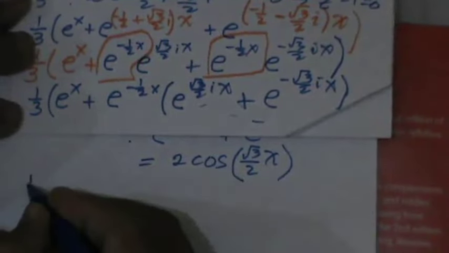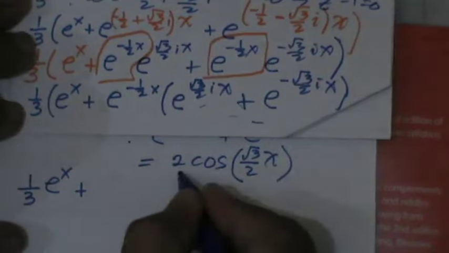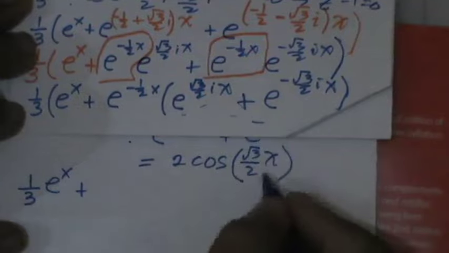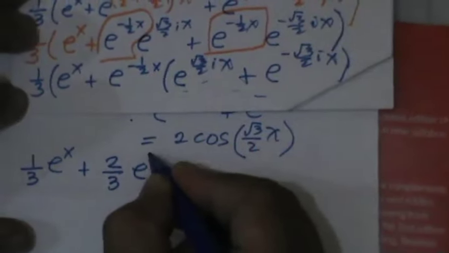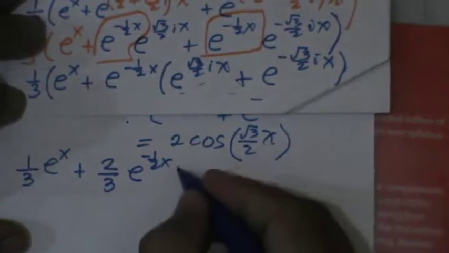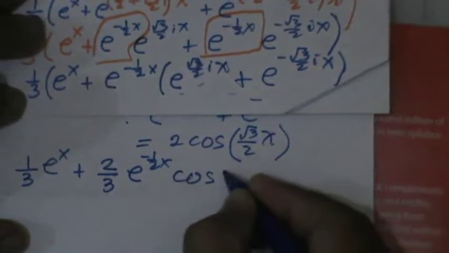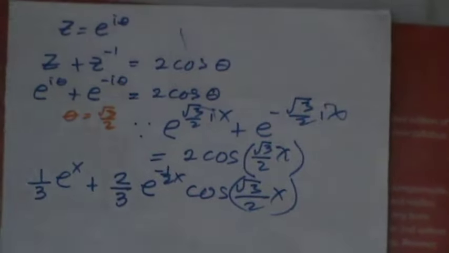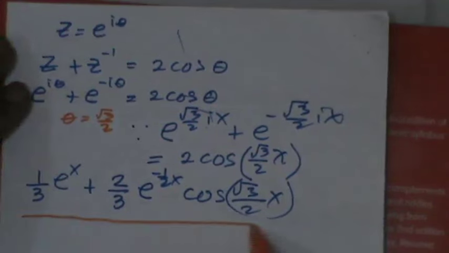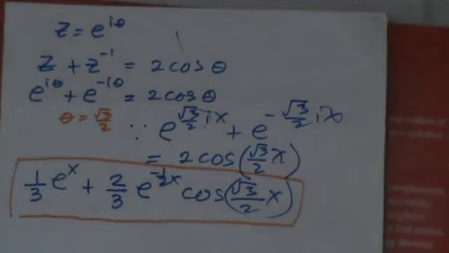Therefore, our final answer now is 1/3 e to the x plus 1/3 times 2, because this is 2 cosine of this, so that's going to be 2/3 of e to the negative half x times cosine of the square root of 3 over 2 x, which is the original question, the one that we are trying to prove.